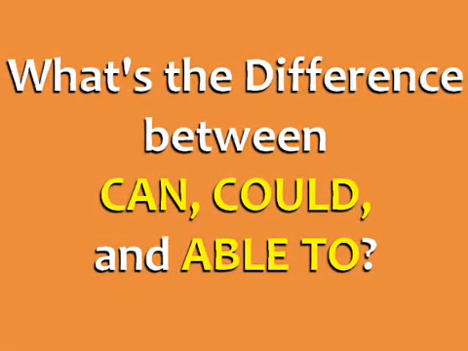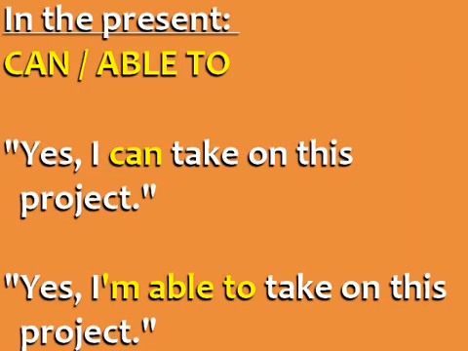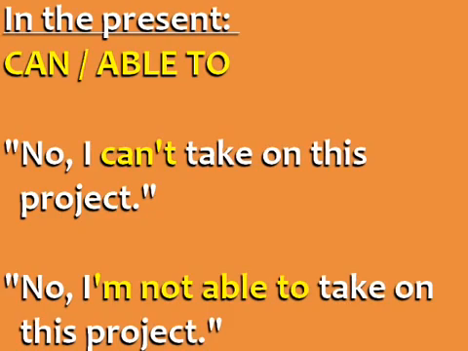What's the difference between can, could, and able to? From espressoenglish.net. In the present, can and able to are the same. If your boss asks you to take a new project, you could say, "Yes, I can take on this project," or "Yes, I'm able to take on this project." The negative forms are can't and not able to. For example, "No, I can't take on this project." "No, I'm not able to take on this project."